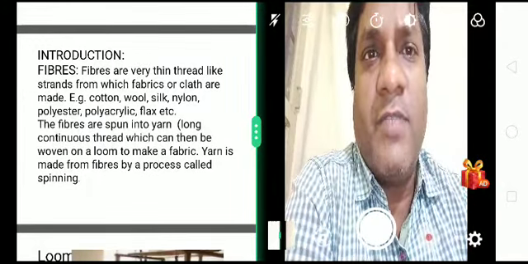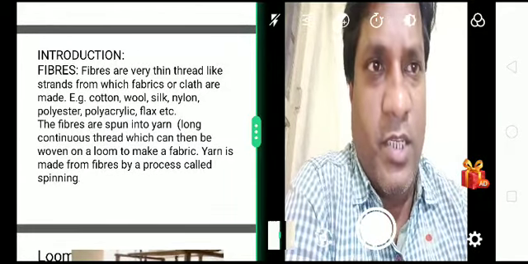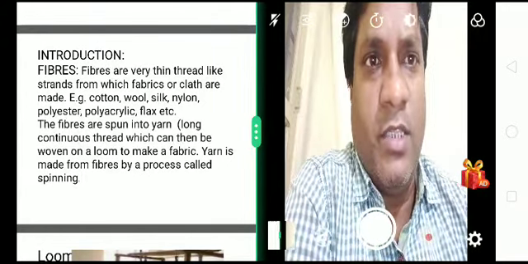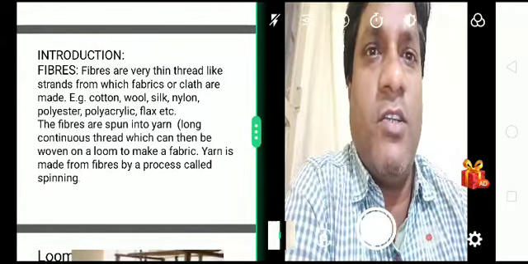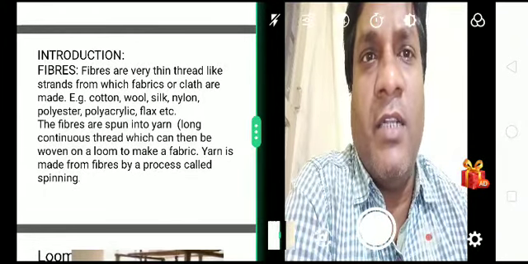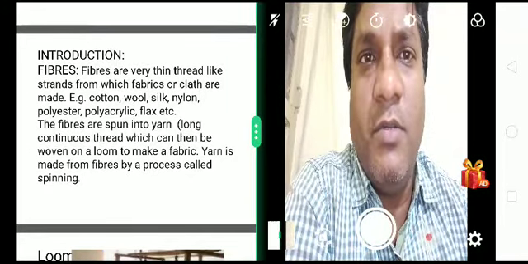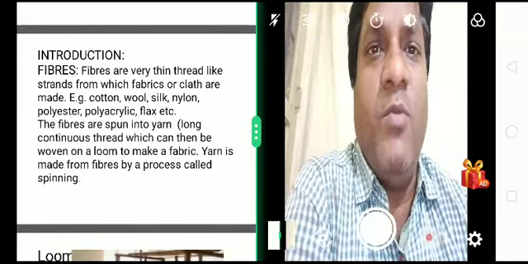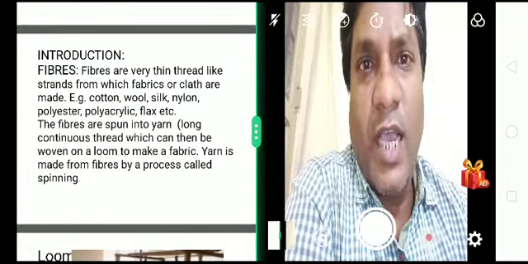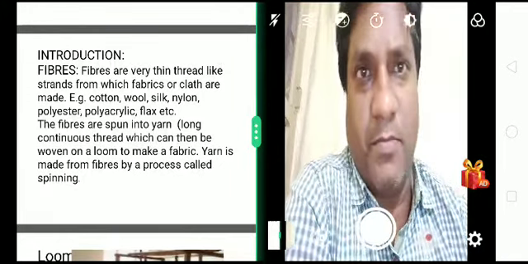The fibers are spun into yarn. Spun means they are processed and they are twisted and then they are put together. That is a particular process that is called spinning. So by the spinning process, the fibers are converted into yarn. Yarn means long continuous thread which can then be woven on a loom to make a fabric. Yarn is made from fibers by a process that is called spinning.